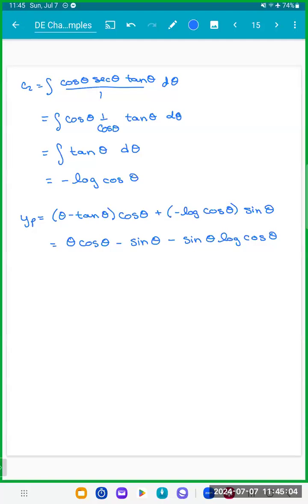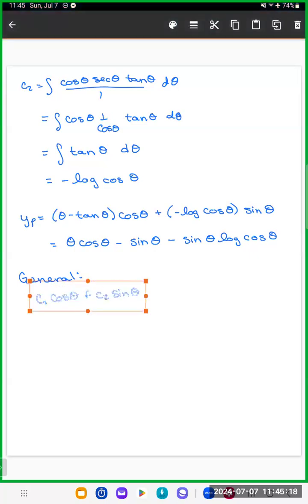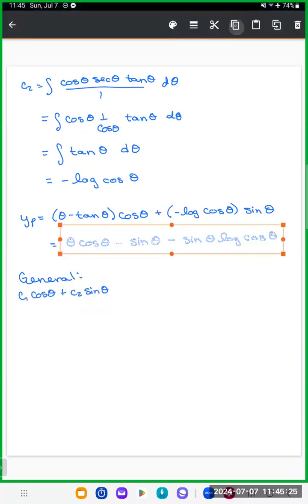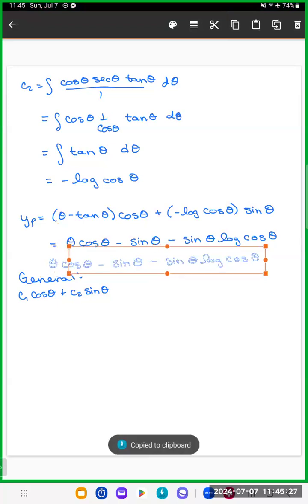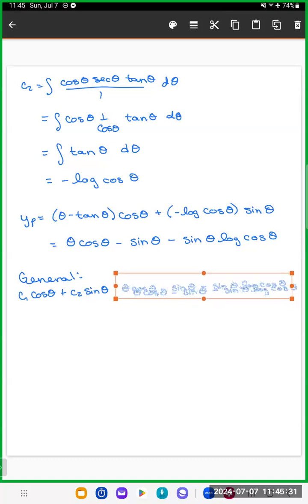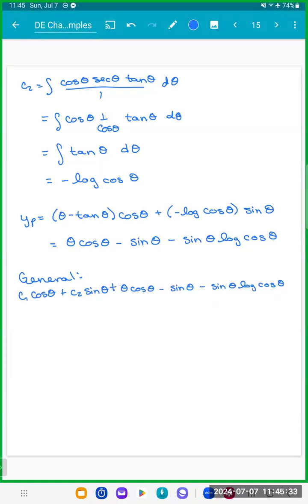Okay, so our general solution is going to be C1 cosine theta plus C2 sine of theta, that's our complementary, plus our particular.